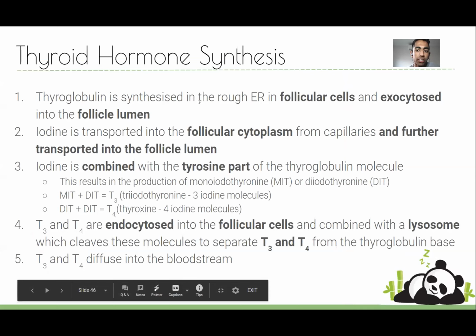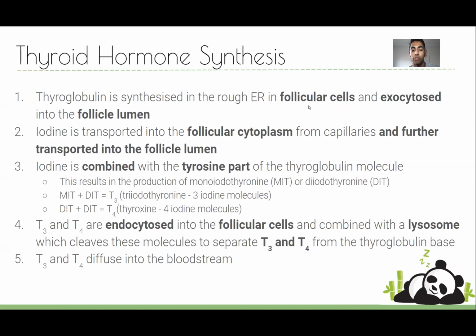We'll talk through it again in words to help people who don't learn through diagrams. You've got your thyroglobulin synthesized in your rough ER in the follicular cells, and then it moves out into the follicular lumen, into that colloid space. While this is happening, iodine is also being transported from your bloodstream into your follicular cells and then back into the follicular lumen as well. So now you can imagine you've got your thyroglobulin and your iodine in your follicular lumen.